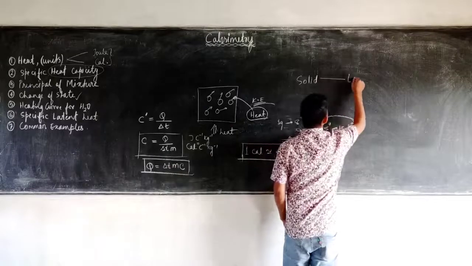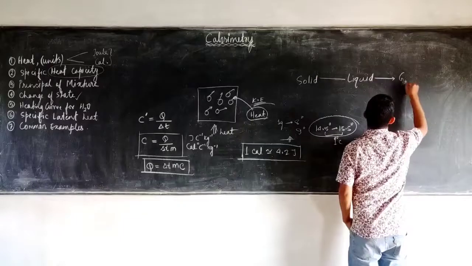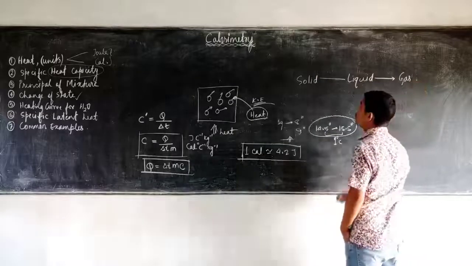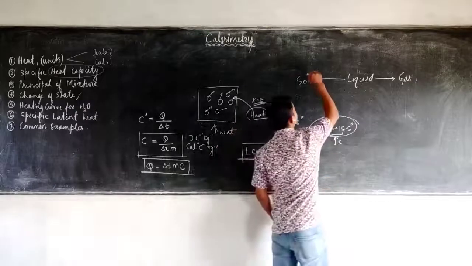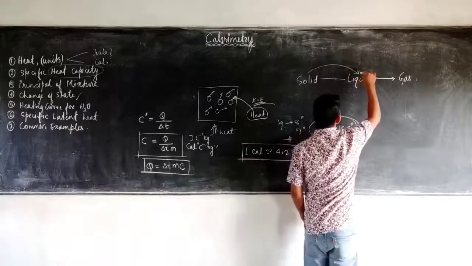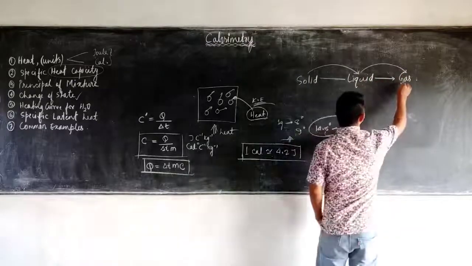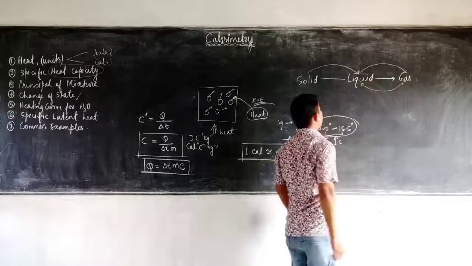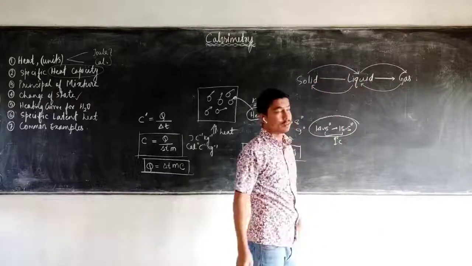The solid can change into the liquid, and then further it can change into the gas. So we have different terms when the change of state occurs. When the solid changes to liquid, it is called melting. When the liquid changes to gas, it's called boiling. When the gas changes back to the liquid, it's known as condensation. And when the liquid changes back to the solid, that is known as solidification.